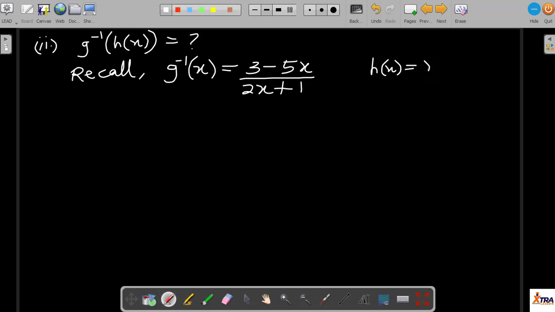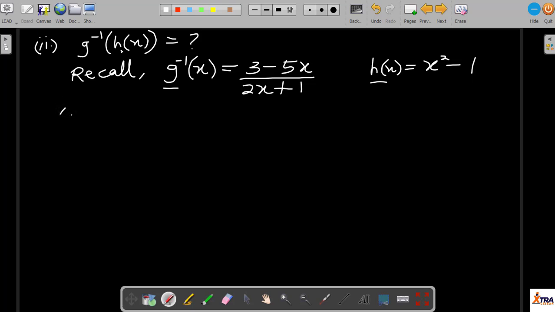So all I need to do here is a simple case of a composite function. The only difference in this case is that the function g is not the original g, it's actually the inverse of g. So we have gotten the inverse of g, which we need, and we also have our h of x. All you need to do here is substitute our h of x into the g inverse function. So how do we do that?